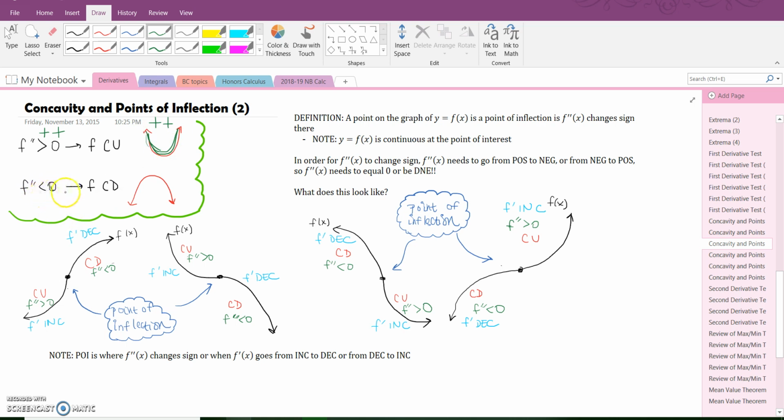If the second derivative is negative, the original function is concave down. Concave down looks like a frown. So because the second derivative is negative, I'll draw two negative signs for the second derivative. Look at that frown. That's how you can remember that.